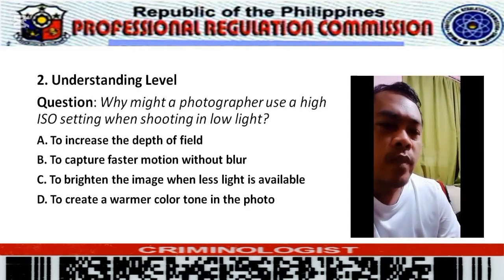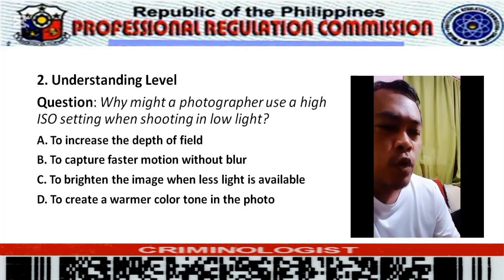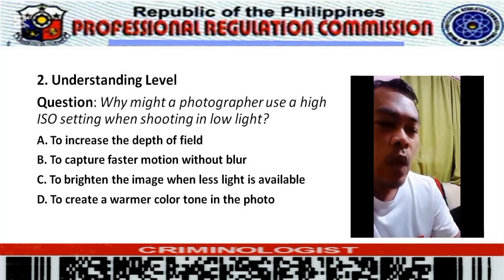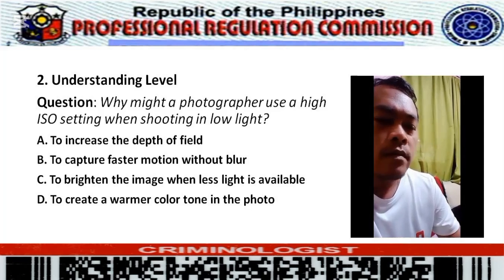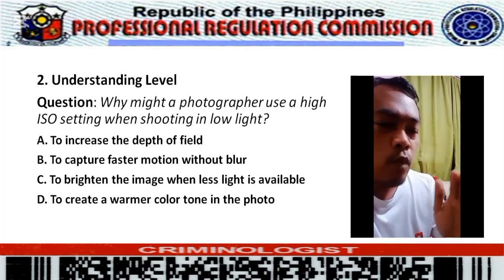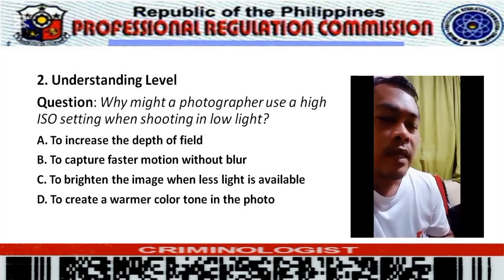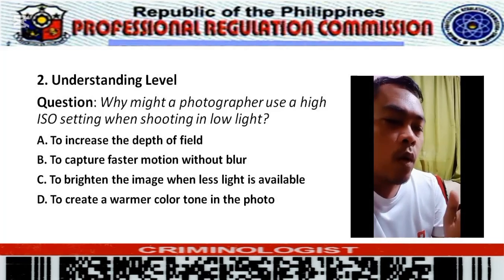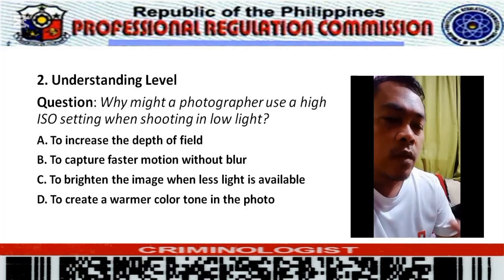Number 2, for understanding level, the question is, why might a photographer use a high ISO setting when shooting in low light? So choices: A, to increase the depth of field. B, to capture faster motion without blur. Letter C, to brighten the image when less light is available. Letter D, to create warmer color tone in the photo. So what do you think is the correct answer?